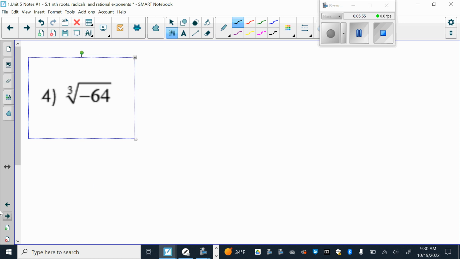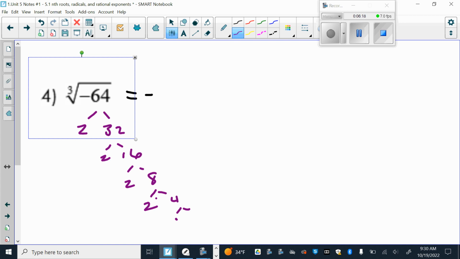Let's look at example 4. So again, I'm taking the cubed root. So right away, I have a cubed root of negative, which is fine because it's an odd root. So I'm going to pull the negative out to the answer, so now I don't have to think about it. So 64 is 2 and 32, which is 2 and 16, which is 2 and 8, which is 2 and 4, which is 2 and 2.